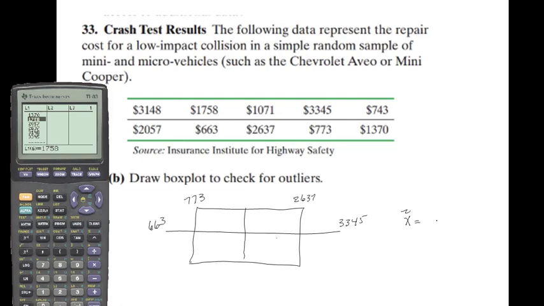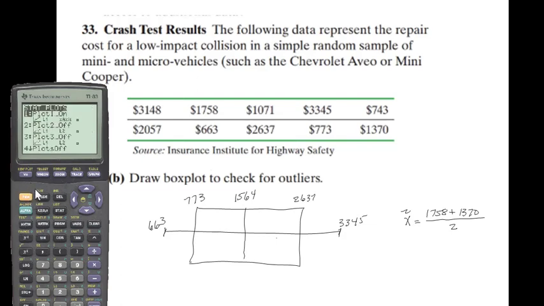x tilde is going to be equal to 1758 plus, and I'm going to go up one, plus 1370, divided by 2. So let's go second quit and do 1758 plus 1370. Get that number and divide by 2, and that's 1564. So 1564 is the middle. So there's my box plot, and it looks kind of normal.